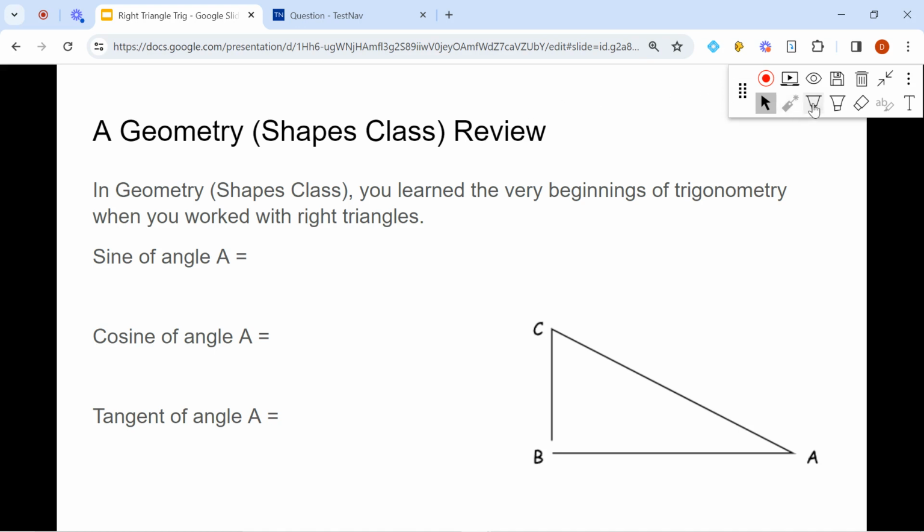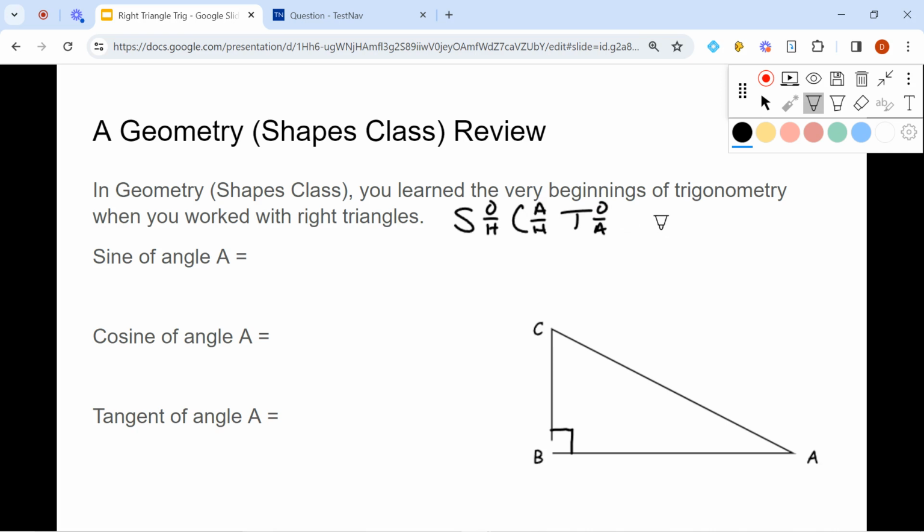In geometry, you learn the very beginnings of trigonometry, which here in this course, pre-calculus, we are going to expand upon, very much so, when you worked with right triangles. So down here we have a right triangle. There's a right angle at B, okay? And you learned about these three different trigonometric functions: the sine, the cosine, and the tangent. The way that you learned them, more than likely, was with this simple statement, which your teacher probably told you was SOHCAHTOA.